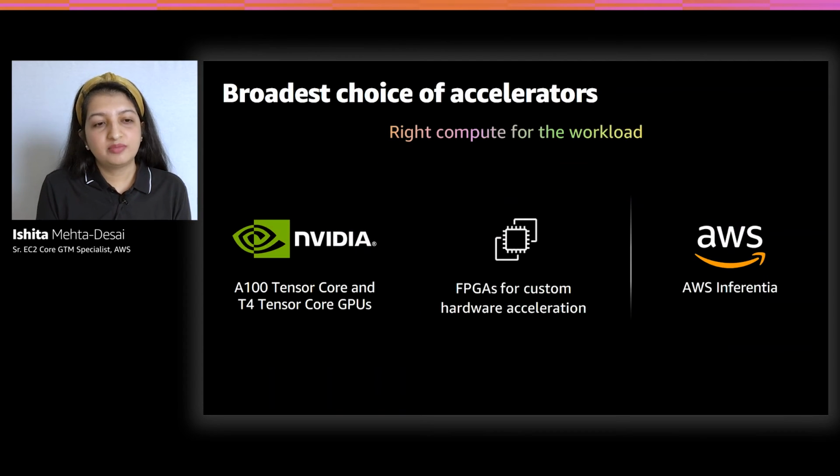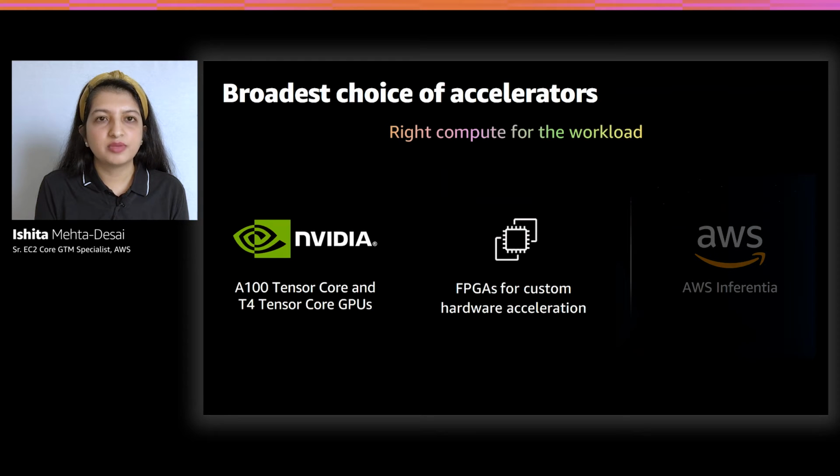Now, let's dive deep into the broad selection of accelerators for machine learning workloads. AWS has been working with NVIDIA to bring the most advanced and highest performing GPU technology to the cloud. FPGAs are hardware devices that need to be programmed, that is, they have no instruction set or predefined data path but provide dramatic performance improvement. Let's take a look at the instance types that are powered by these accelerators.